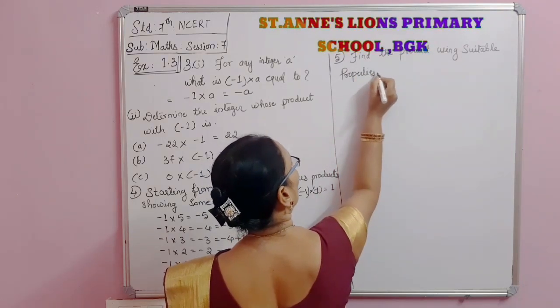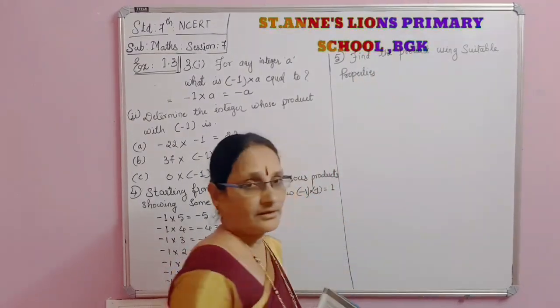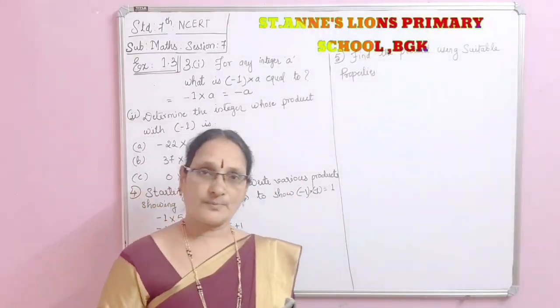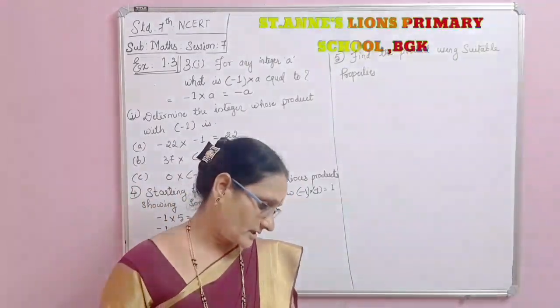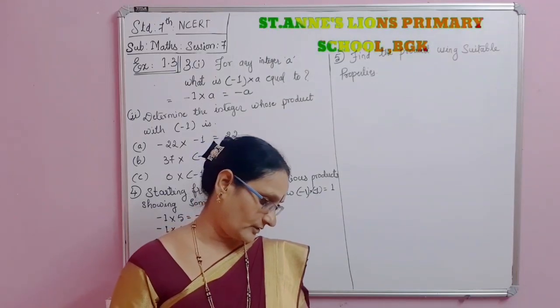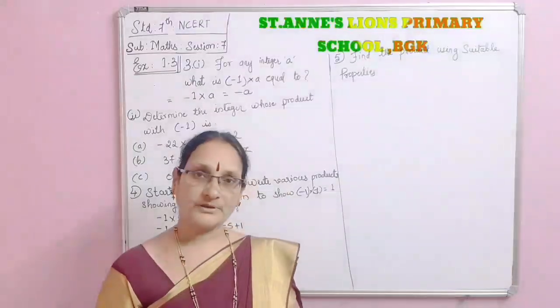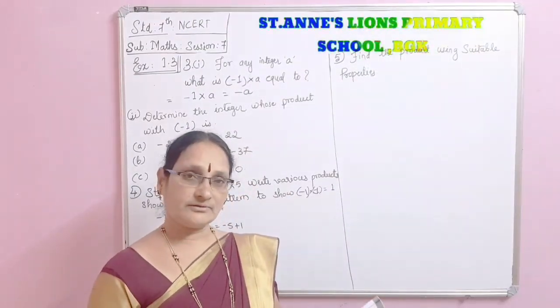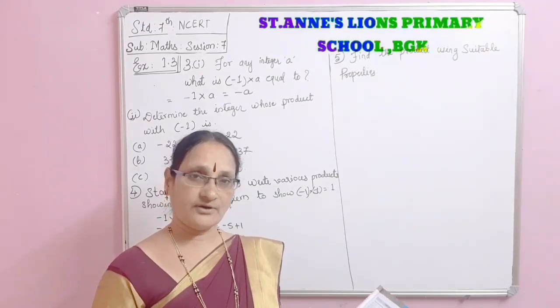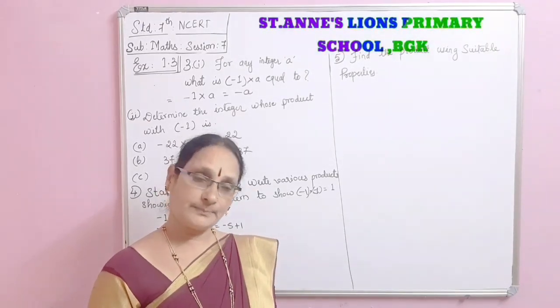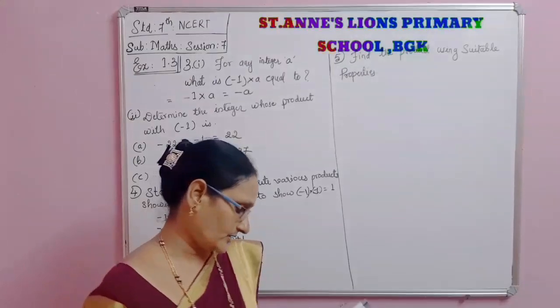See, already you have learnt commutative property, associative property and distributive property. Here there are so many sums. How many? 8 sums are there. You have to find out which property it is following. So using that property you have to find out the product.